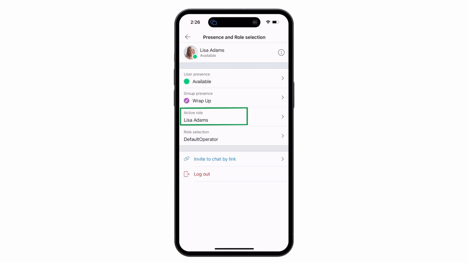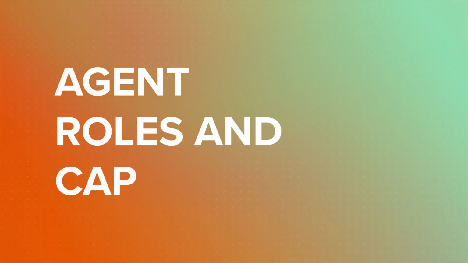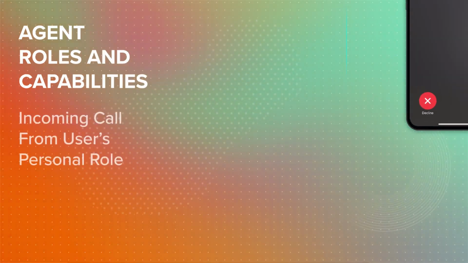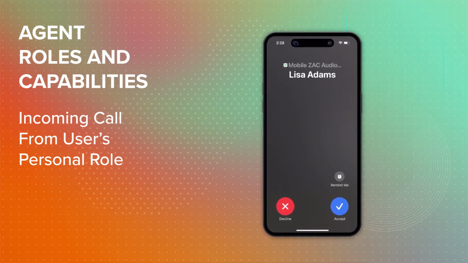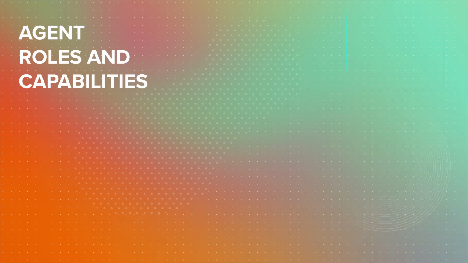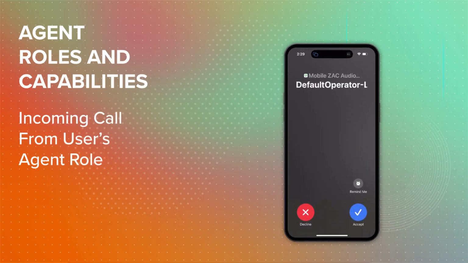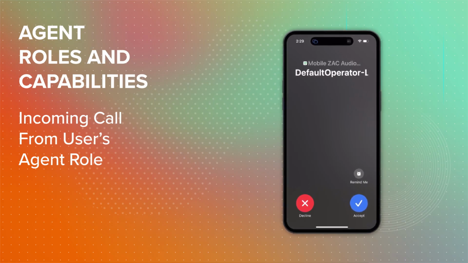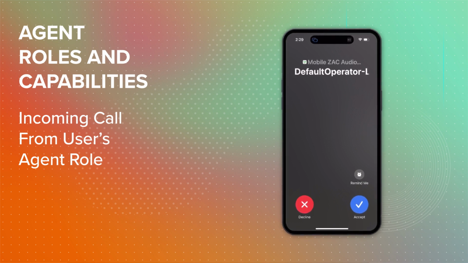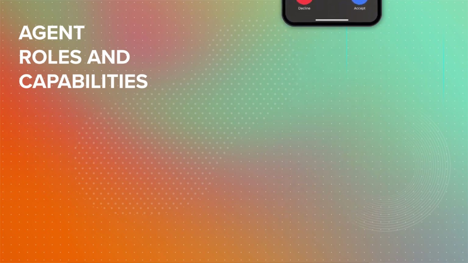This is where you can set your active role. What does an active role mean? If I select my user role, Lisa Adams, as my active role and make a phone call to my coworker, they will see that Lisa is calling them. On the other hand, if my active role is set to operator and I make an outbound call, the coworker will see the operators group in the caller ID. The same applies to calls outside of your organization if the operator group has a different caller number configured.